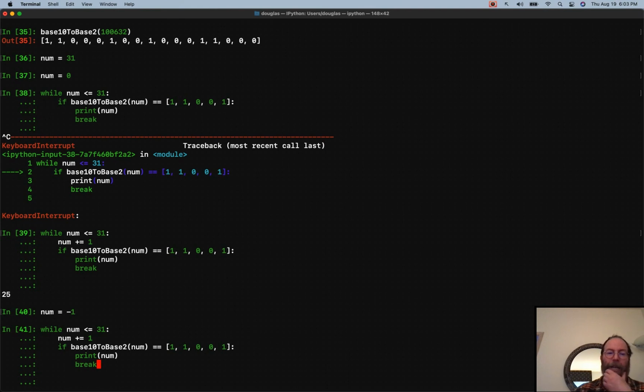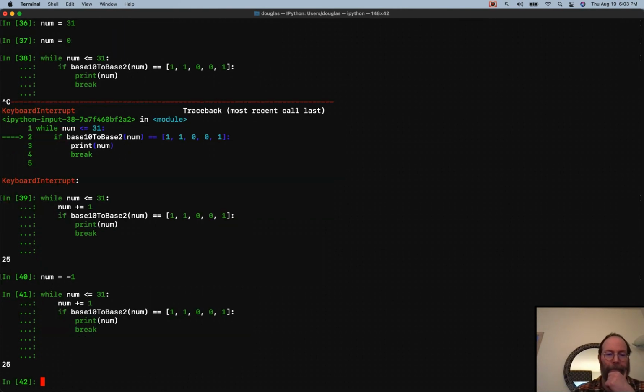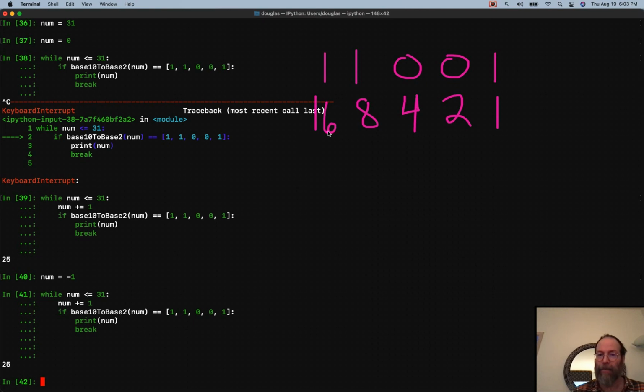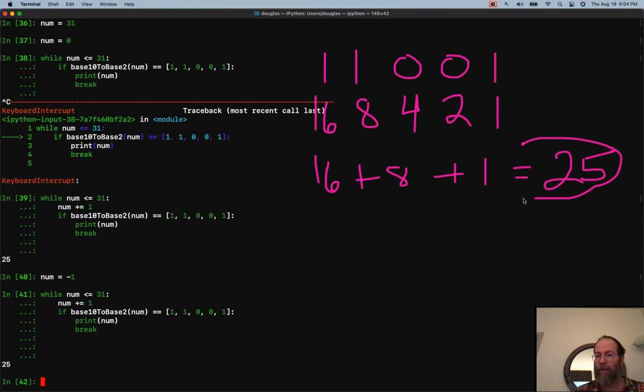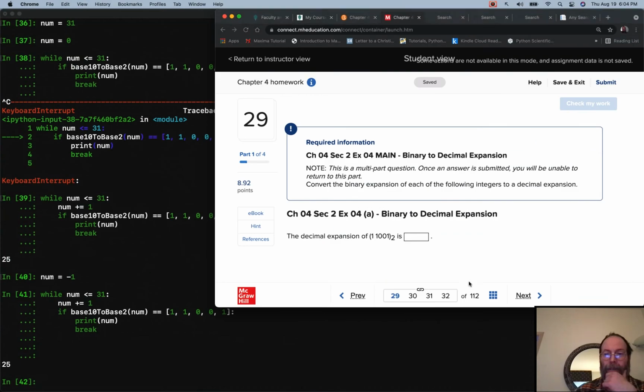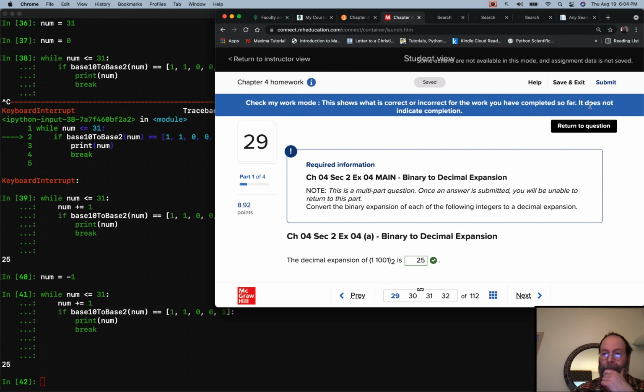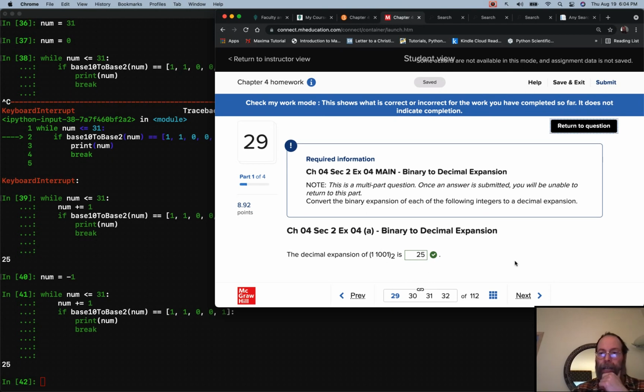So we could do this again. So start checking with 0, start checking with 1, start checking with 2, 3, 4, 5, etc. Again, of course, the answer is 25. So let's see if that's true. Remember we have 1, 1, 0, 0, 1. These are the 1s, these are the 2s, these are the 4s, these are the 8s, these are the 16s. I have 16 plus 8 plus 1, which is 24, plus 1, which is 25. So the decimal expansion of 11001 in base 2 has to be 25 in base 10. And that is correct. Let's just do one more problem, guys, and then we're going to end the video.